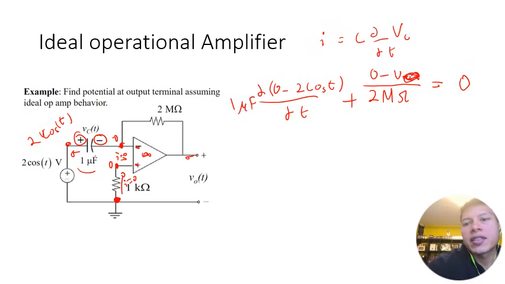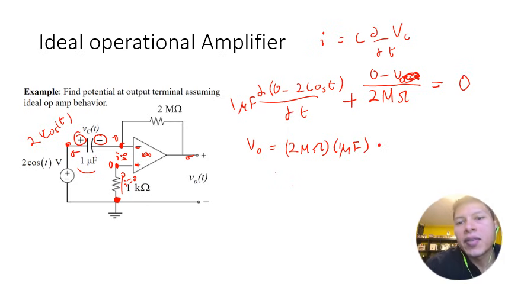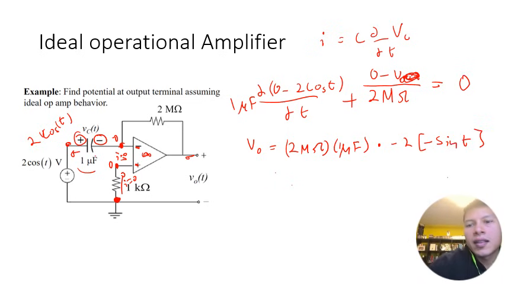And I can move this to the other side and multiply by 2 mega ohm so that I can get V out equals 2 mega ohm times 1 microfarad. Of course, the mega cancels the micro, times the time derivative of cosine times negative 2. The time derivative of cosine is, so wait, negative sine t. And so that's going to give me that V out equals, this cancels this, so that's just 2, 4. So we have 4 sine t.